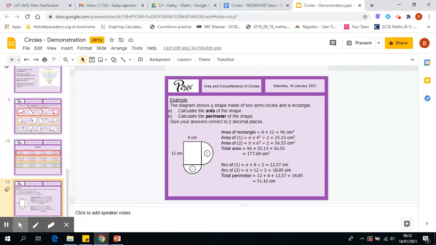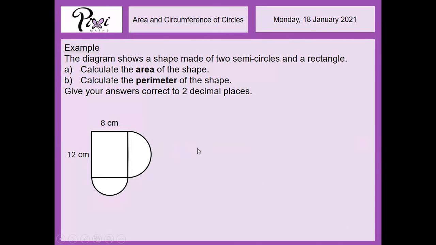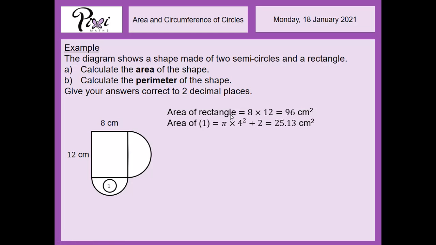Finally, let's look at an example involving area and perimeter of a compound shape. Here we have a rectangle and 2 semicircles. Let's see how we can calculate the area and perimeter of this shape in steps. Now first let's calculate the area of the rectangle, which is 8 times 12, which is 96 centimeters squared.